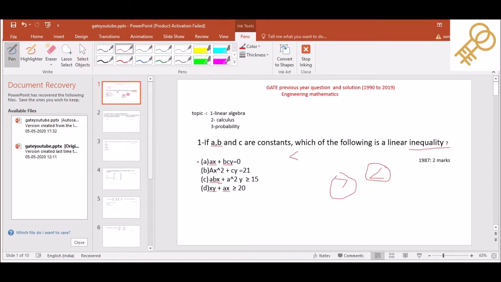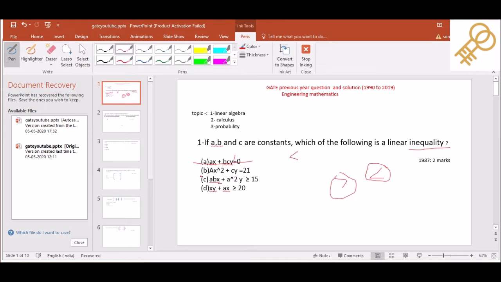So come to the first option. Your first option is ax plus bcy is equal to 0. Here a, b, c are constants, they have already told us, but x and y are arbitrary variables. They are not fixed variables, so they are called arbitrary variables. And they have asked about inequalities. So this equation does not have the greater than or less than symbols. So this is very easy to eliminate, and you can eliminate this option. This will not be your correct option.